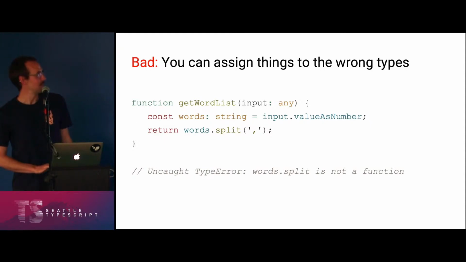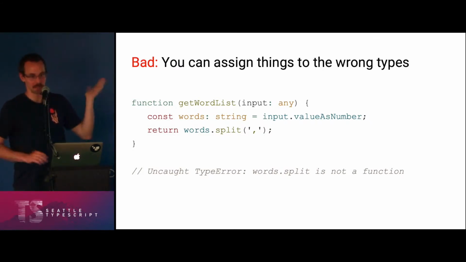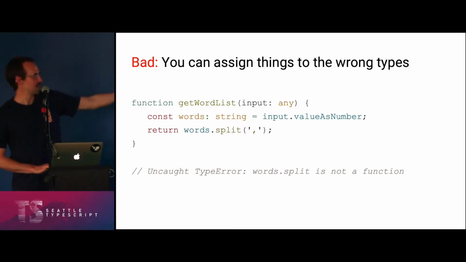It's also bad because you can assign things to the wrong types. If you have your input and you've said it's any, you can assign it to this words that you've declared as a string, and TypeScript will be like, yeah, that's fine. It's anything, so it can be a string. And then you can try to do words.split, but again, during runtime, you'll get a type error.